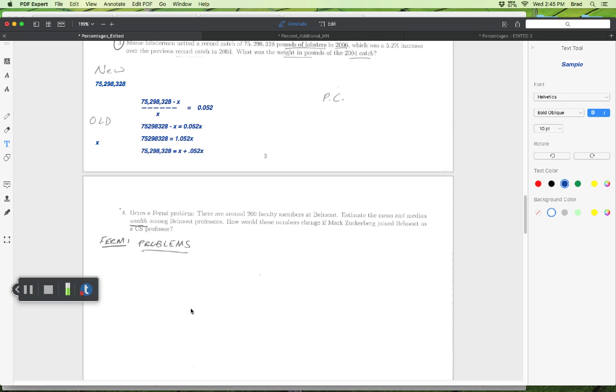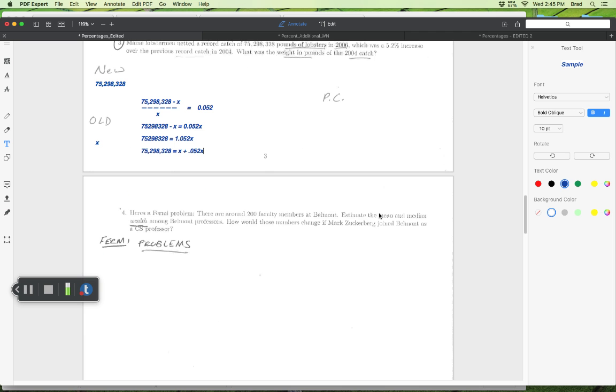All right, we're going to continue on, and we're going to look at what we call a Fermi problem. Fermi problems are kind of large estimation problems, problems that are difficult to really figure out, that are often given to really test someone's problem-solving ability, or ability to come up with reasonable estimations, and that sort of thing. So there are around 200 faculty members at Belmont, and let's say we'll estimate the mean and median wealth among Belmont professors and how those numbers would change if Mark Zuckerberg joined Belmont as a CS professor.